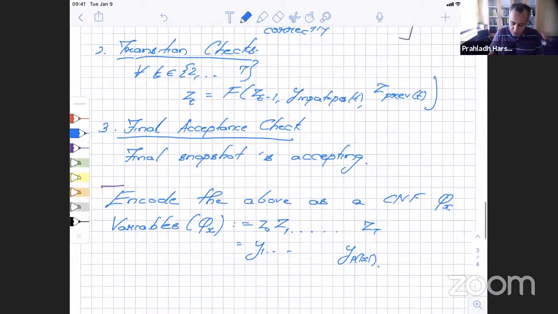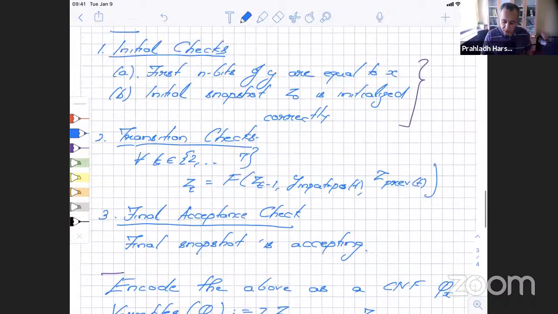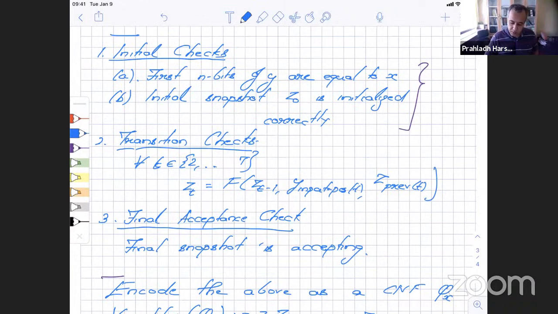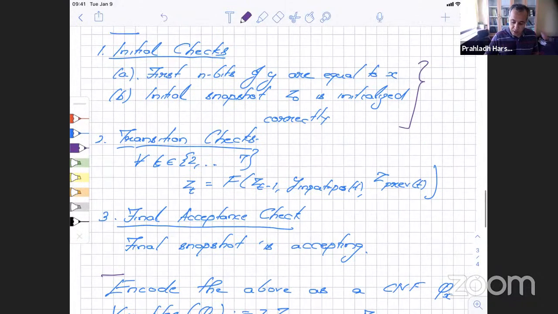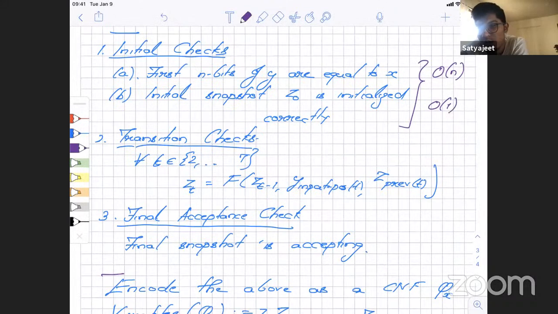And what's the CNF? Now I can write various checks on it. What check can I write here? I need to check that the first n bits of y are equal to x. This is something we know how to do. This will take some order n CNF clauses. The next one, the initial snapshot is initialized correctly. That's a constant. You just need to check some constant thing. That's an order 1 operation. The first word is sort of like y1.